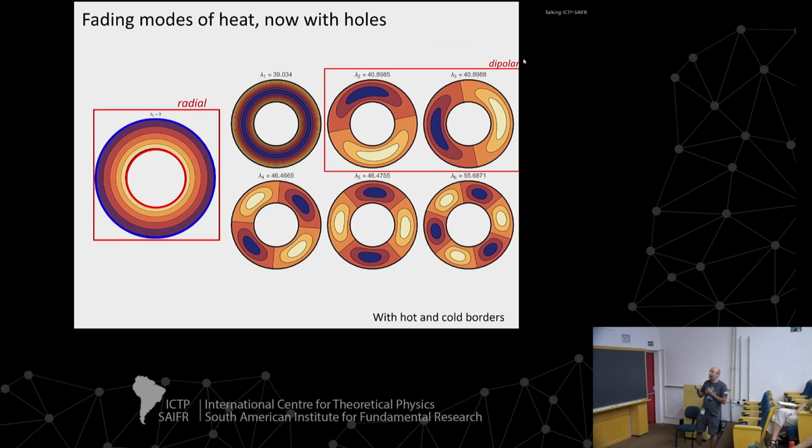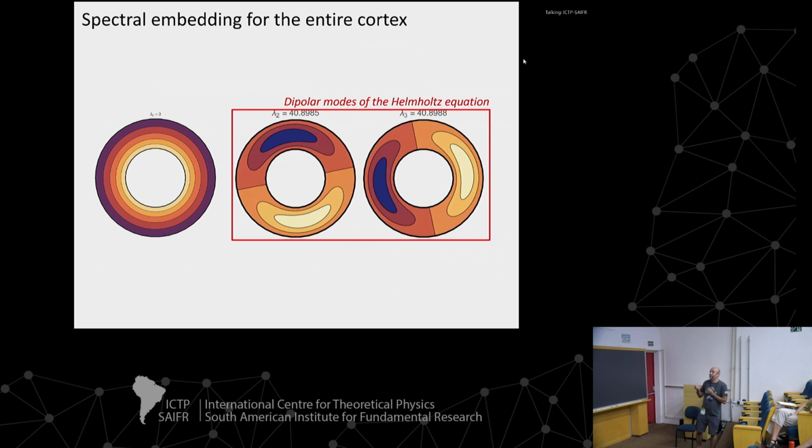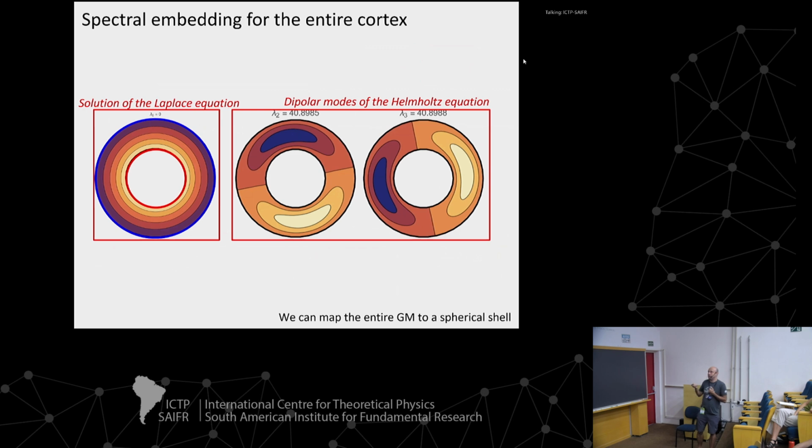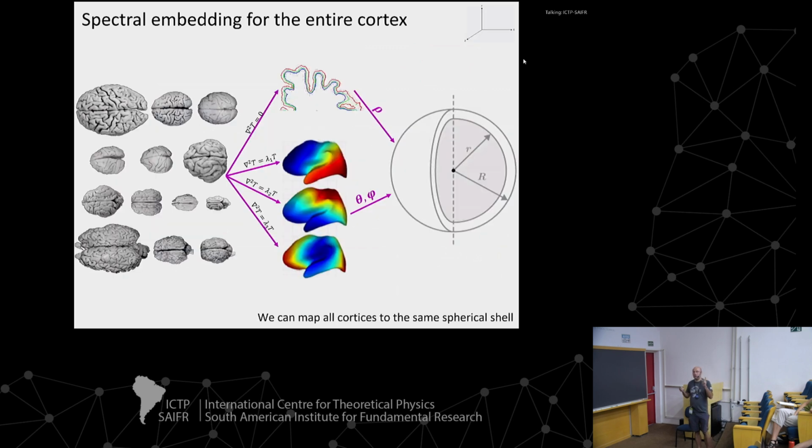And what you get is, in 2 dimensions, one component gives you the radial coordinate, and 2 components, dipolar coordinates, that give you the x and y. And in the end, I swear I'm finishing. This is the solution of the Laplace equation. This is typically the next 2 solutions for the Helmholtz equation. If I combine those 2, I can map the entire cortex into a spherical shell. People currently do mapping into spherical surfaces, but we can do that to a shell.